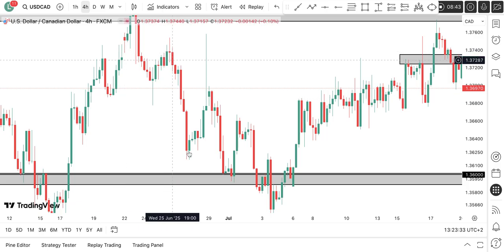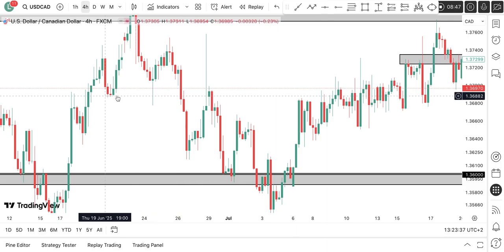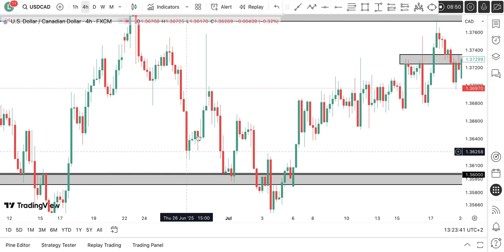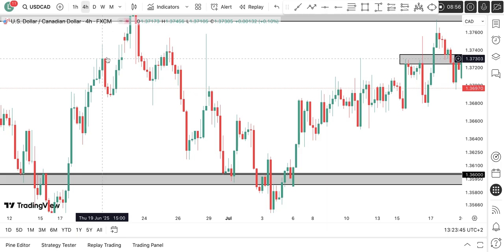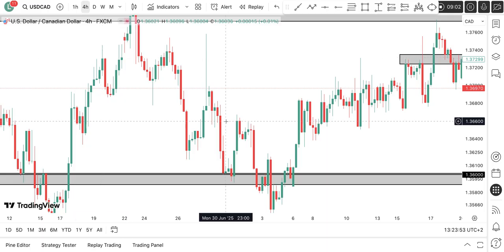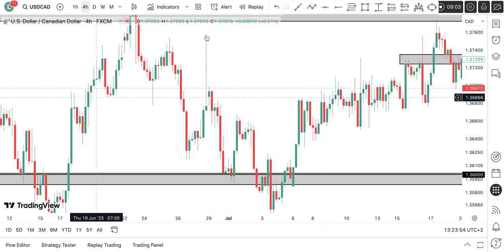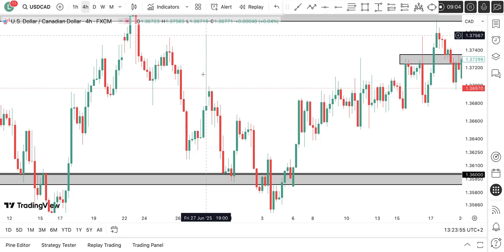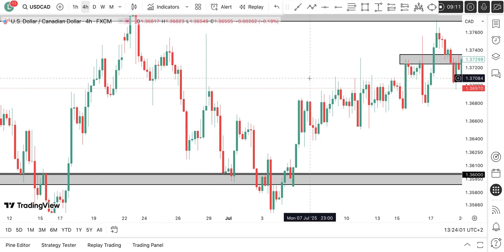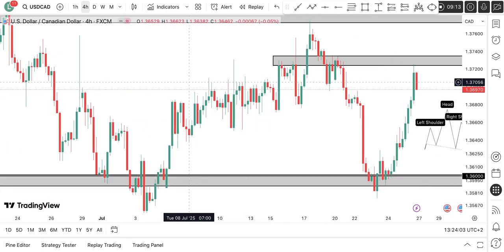So it came and then we broke structure right here. Now what did the market do? It came all the way up to the left hand side. It came to tie itself up with the left shoulder, and that is when the sell off starts. And then it came down. You can see how much it respected it. It just wicked it and then it fell. Now we're expecting the same thing to happen this time around.